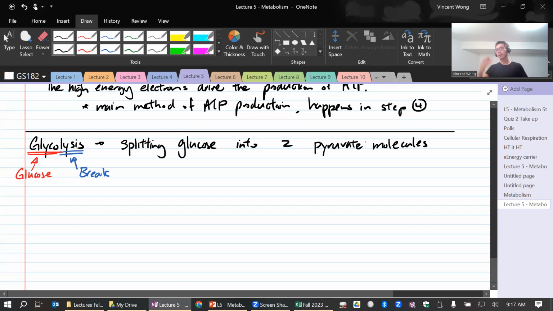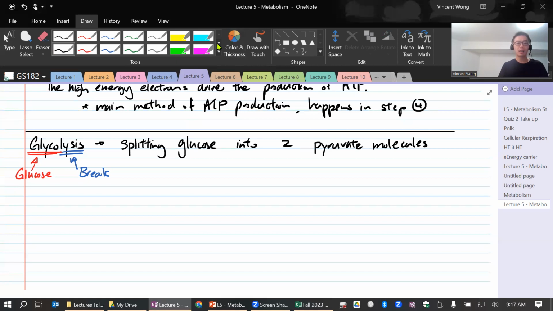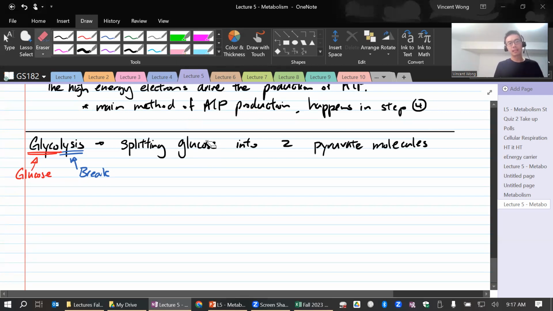I want you to think about this. How many carbons do we have in a molecule of glucose? Please think about that. 6 is correct. 6 carbon. If you split it into half, 2 pyruvate molecules, that means each pyruvate has 3 carbons. Simple math there.